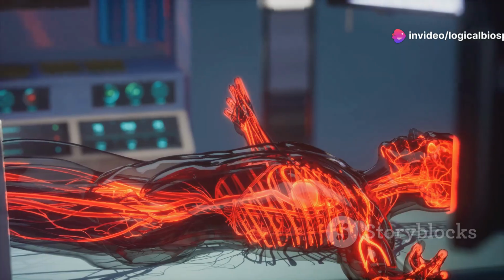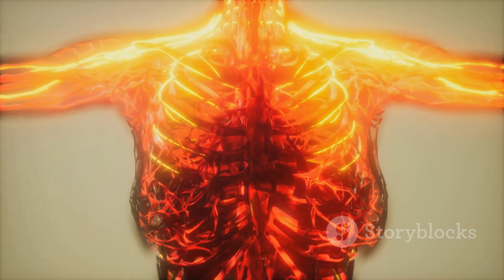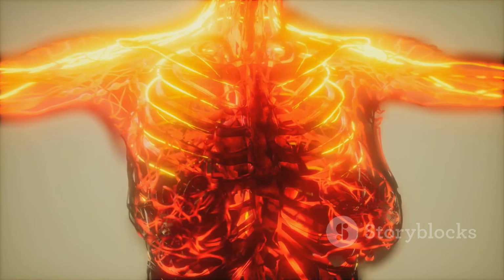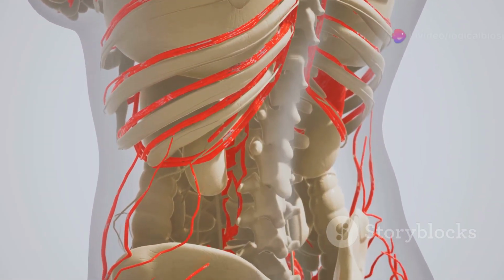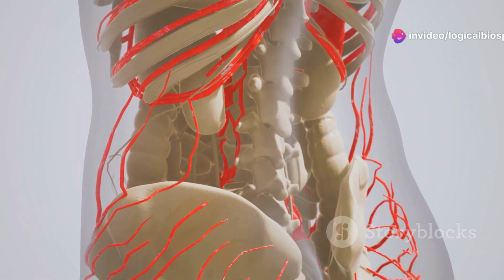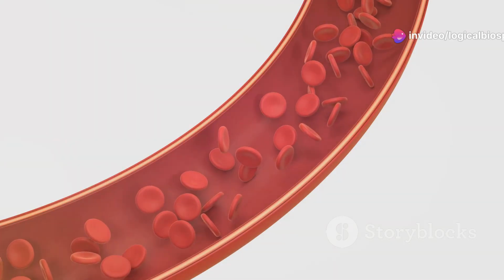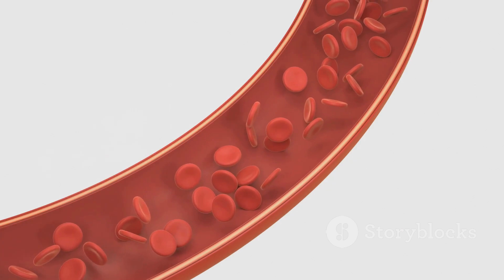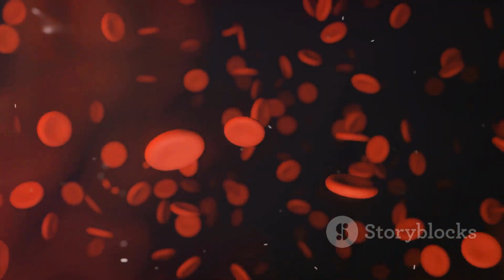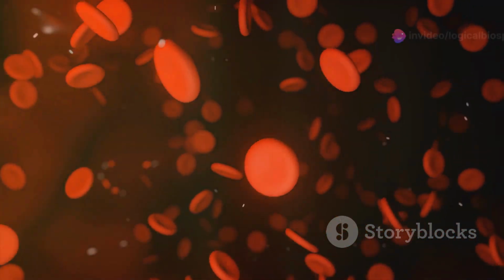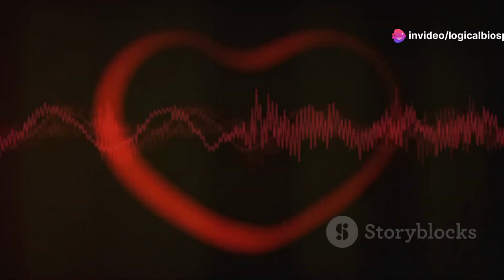The human circulatory system consists of two primary pathways. First, we have pulmonary circulation. Pulmonary circulation is the part of the circulatory system responsible for transporting deoxygenated blood from the heart to the lungs and returning oxygenated blood back to the heart. And then there's systemic circulation. Systemic circulation transports oxygenated blood from the heart to the rest of the body and returns deoxygenated blood to the heart.